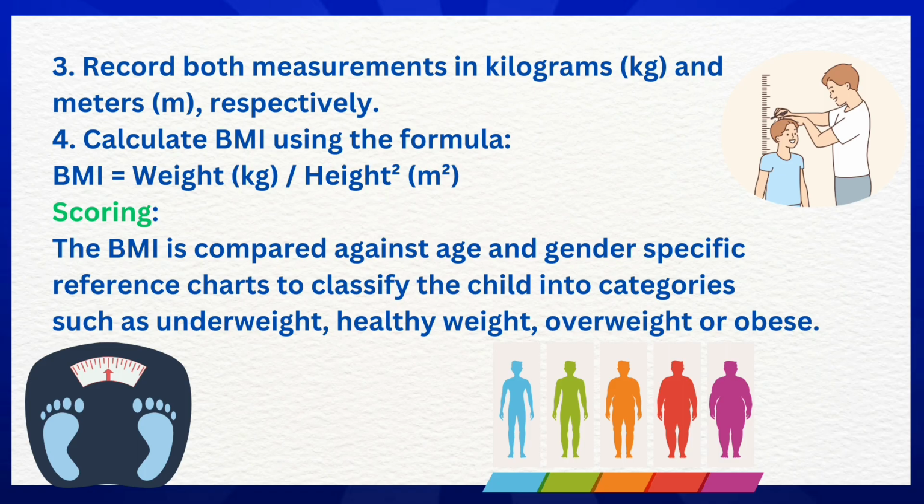4. Calculate BMI using the formula. BMI is equal to weight upon square of height. Scoring: the BMI is compared against age and gender-specific reference charts to classify the child into categories such as underweight, healthy weight, overweight, or obese.